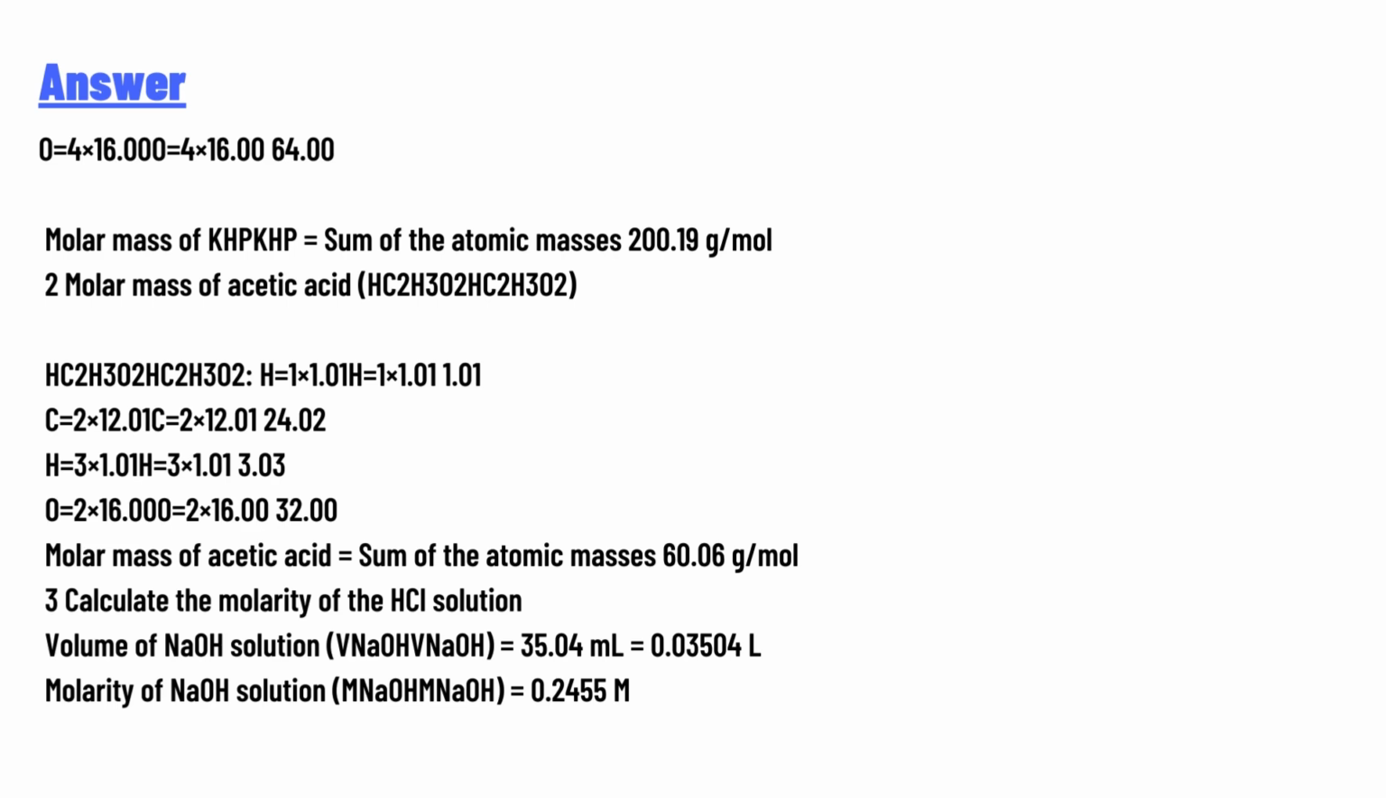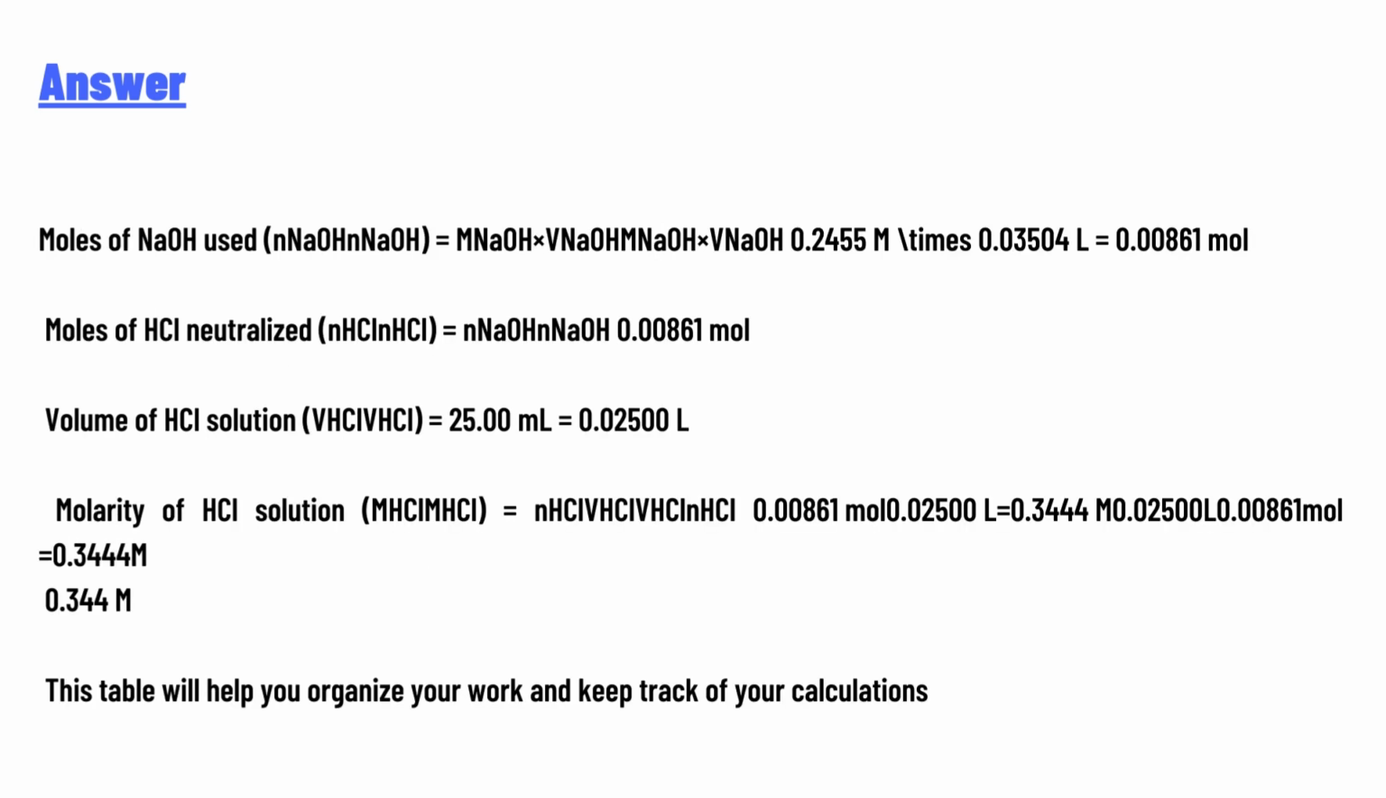Calculate the molarity of the HCl solution. Volume of NaOH solution, V NaOH, is equal to 35.04 mL, which is 0.03504 L. Molarity of NaOH solution, M NaOH, is equal to 0.2455 M. Moles of NaOH used, n NaOH, is equal to M NaOH multiplied by V NaOH, which is 0.2455 M times 0.03504 L, equal to 0.00861 mole. Moles of HCl neutralized is equal to n NaOH.